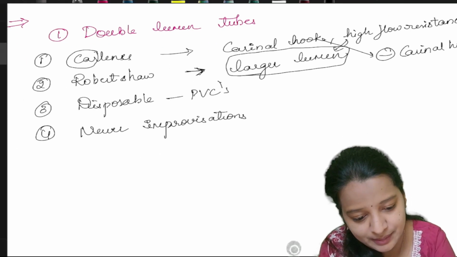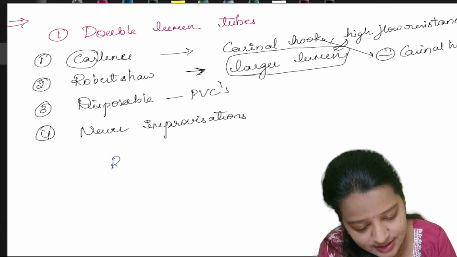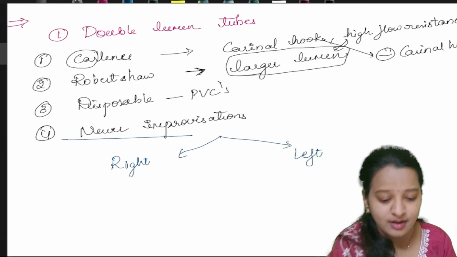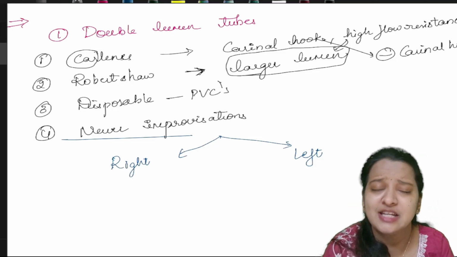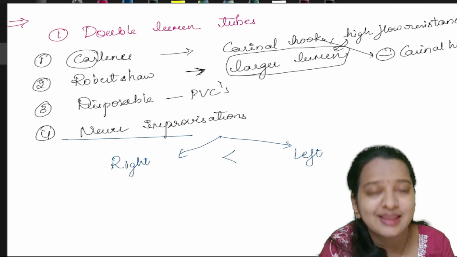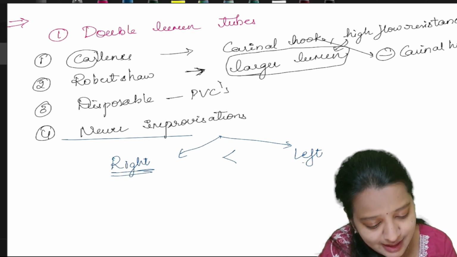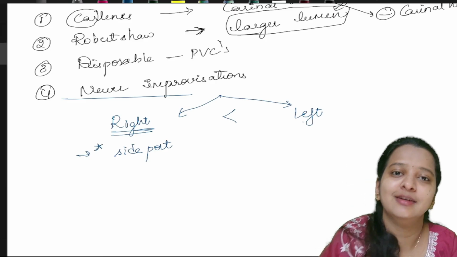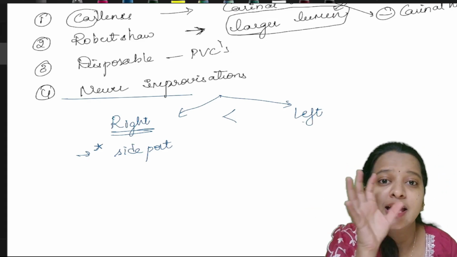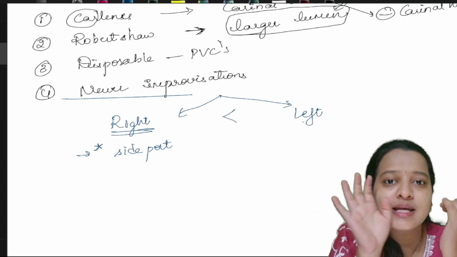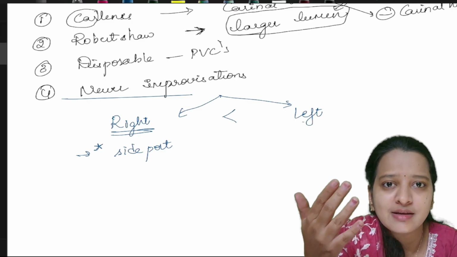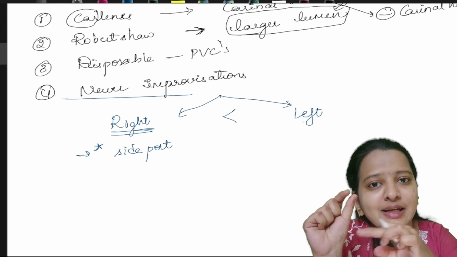Next, the other division might be right-sided and left-sided double lumen tube. What is the speciality of the right-sided? Obviously, we will be using the left-sided double lumen tube more frequently, and that is an easier way. Why? Because a right-sided double lumen tube should have a side port, to ventilate the right upper lobe bronchus, because after the trachea divides into the two main bronchi, the right main bronchus gives off the right upper lobe bronchus very fast.